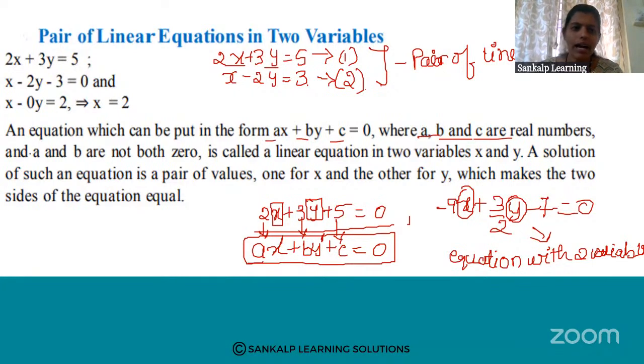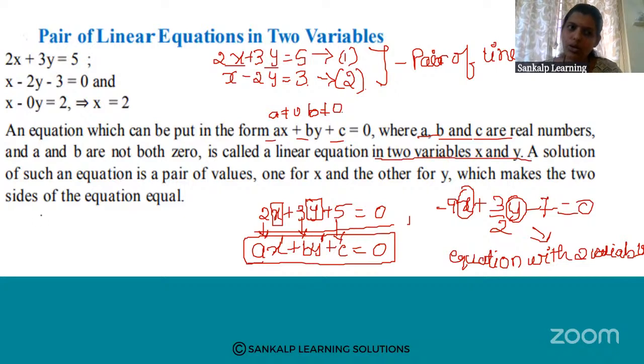Okay, next, and a and b are not both zeros is called a linear equation in two variables. So a and b should not be equal to 0. Why? Because a into 0 is 0, y into 0 is 0, so we are only left with c. Then it is not an equation in two variables. Therefore, a and b are not equal to 0. This is called a linear equation in two variables x and y.